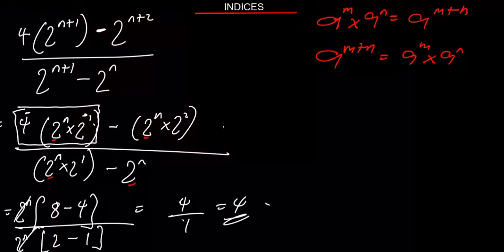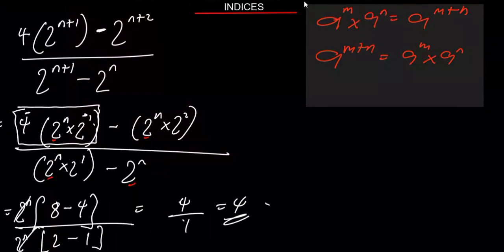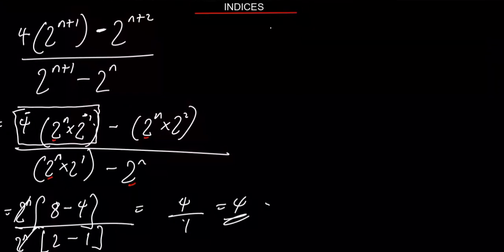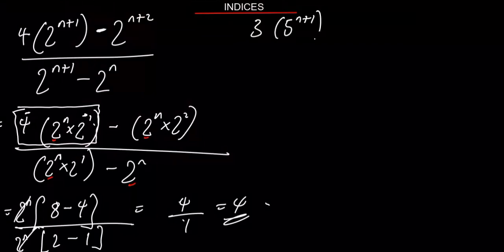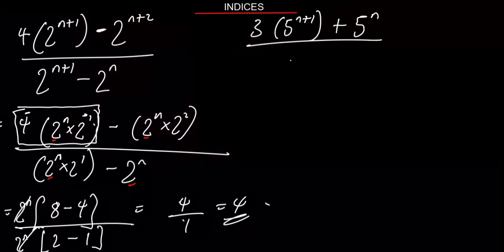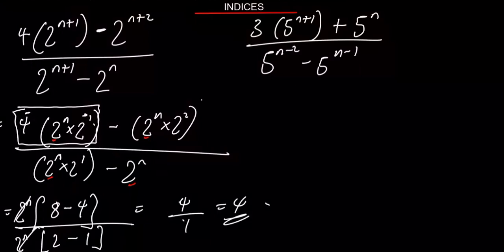That's very simple. If you see a question of this kind, this is the pattern you'll be using to solve such questions. Okay, let me give us another one. 3 times 5 raised to power n plus 1 plus 5 raised to power n all over 5 raised to power n minus 2 minus 5 raised to power n minus 1. You can pause the video to give the problem a try. So let's see how you can go about it.